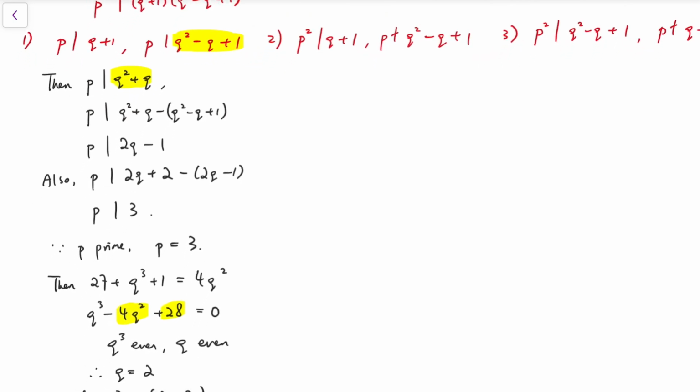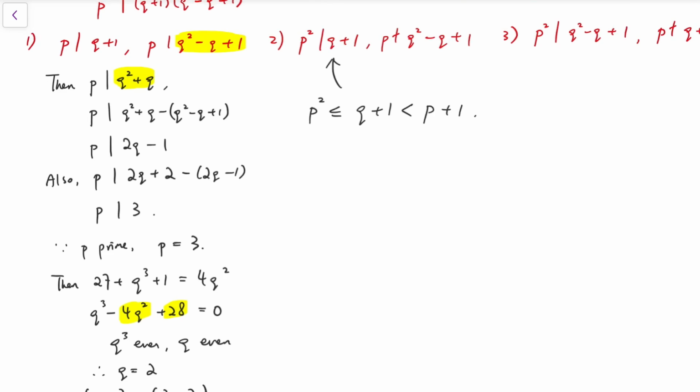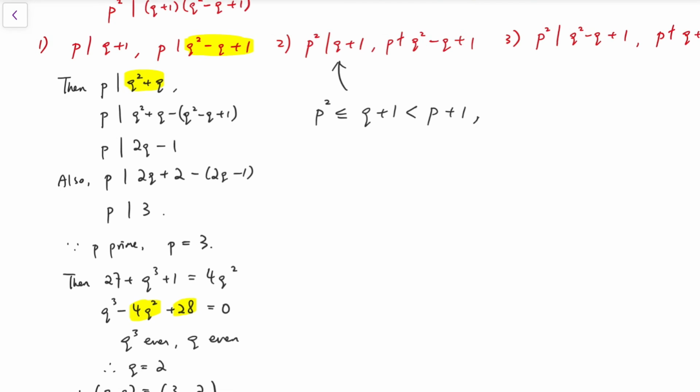Now for the second subcase, because p squared divides q plus 1, from this, we can say that p squared must be less than or equal to q plus 1. And we have assumed that p is the larger prime over q, so it's even smaller than p plus 1. Now from this, it's sufficient to say that it's impossible because p squared is never less than or equal to p plus 1 when p is at least 2, because p is a prime number. So no solution for this case.